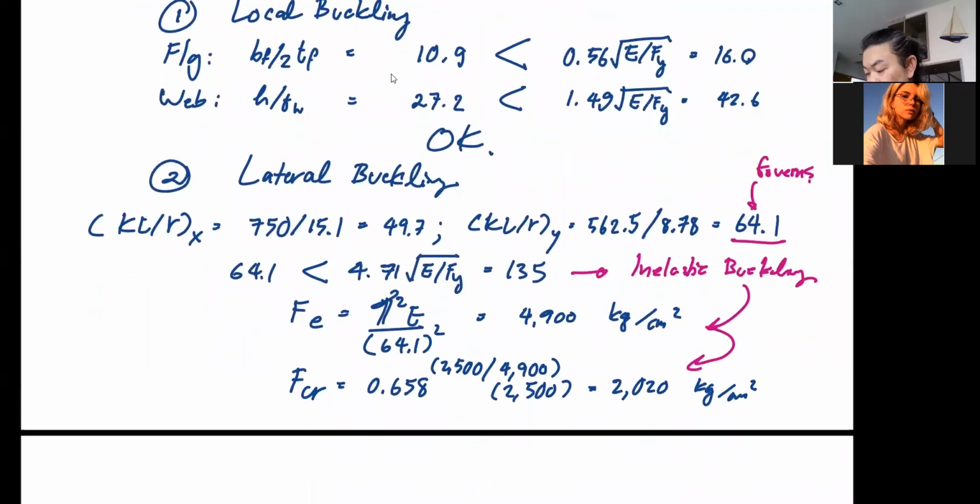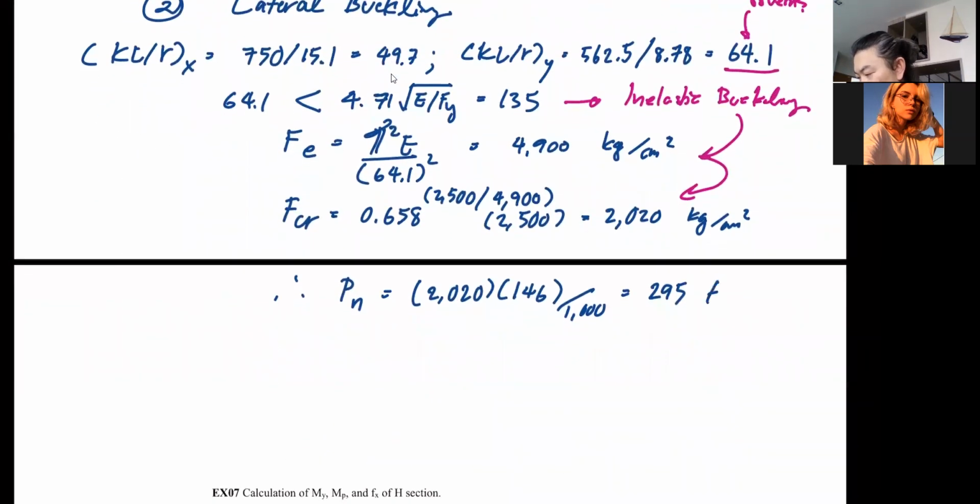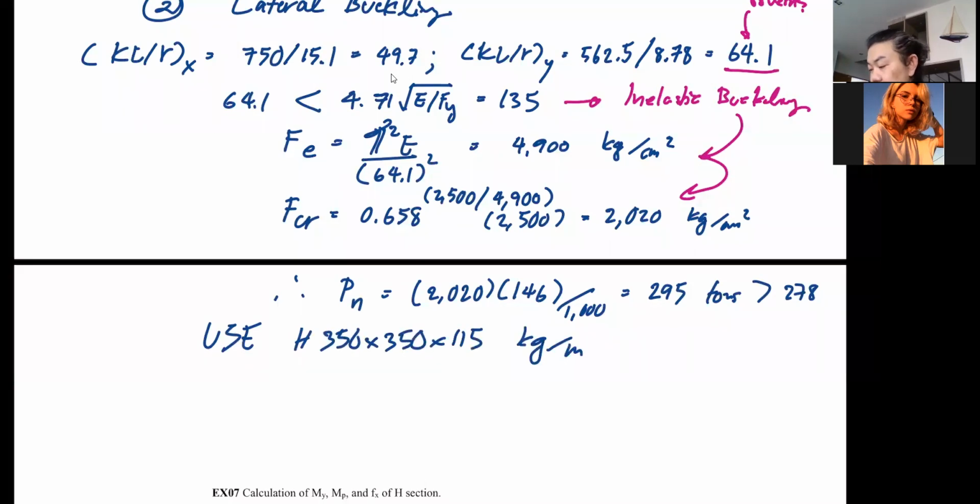Now this is the critical buckling stress. And now you can say that your P nominal is this, right? Critical buckling stress multiplied by the area, which is 146, and divided by 1,000 to make this into tons unit. And it is 295 tons, which is greater than 278. So in the end, you can say use this H350 by 350 by 115 kilogram per meter SS400. Okay, so that's the end of your compression member.